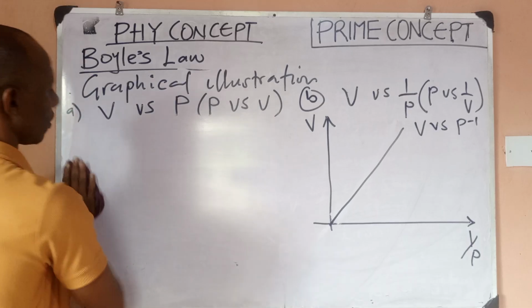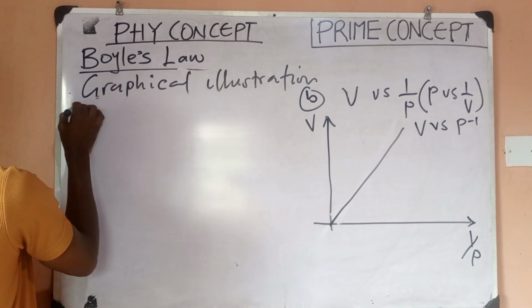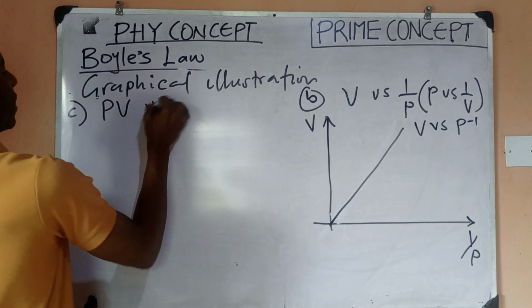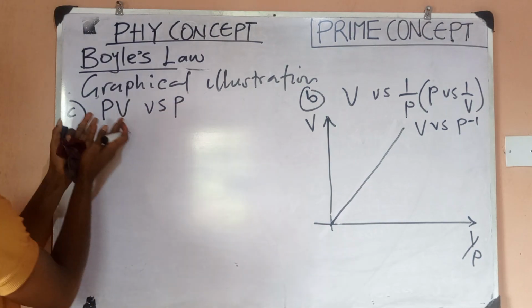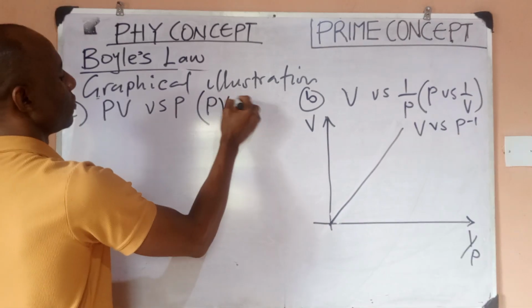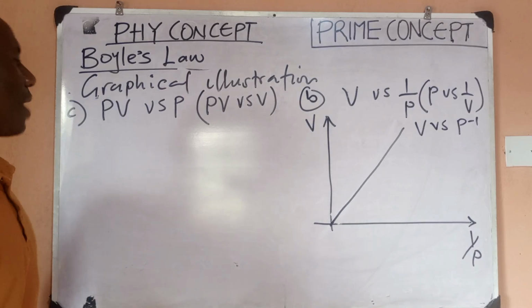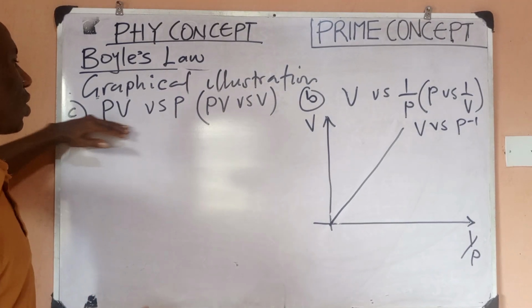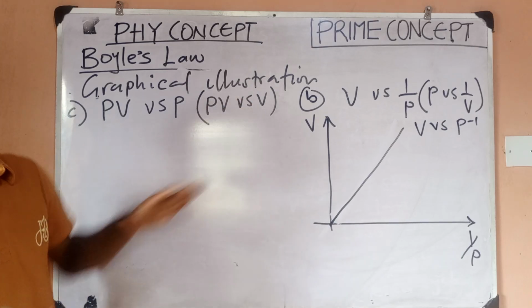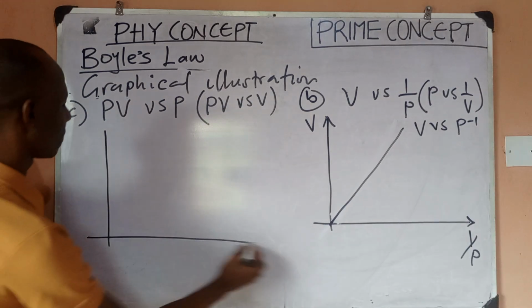Then the third graph we have is a graph C of PV versus P. So when you plot a graph of PV versus P, or you can still use PV versus V, both of them will give you the same shape. So if I plot a graph of this product, PV versus pressure, or PV versus volume, I would have a constant graph. Now this is what I have.